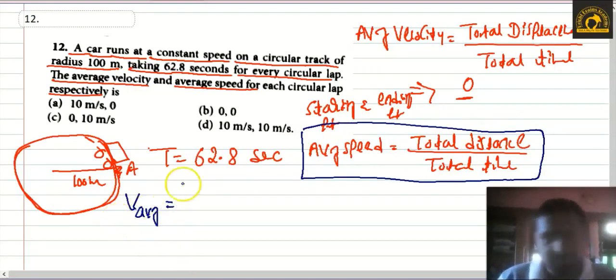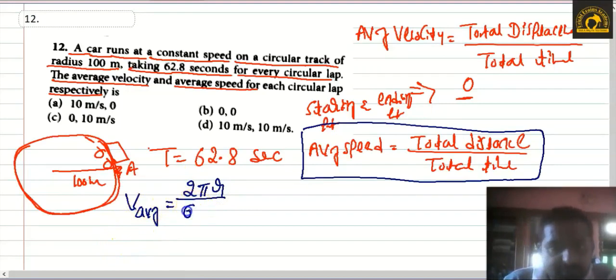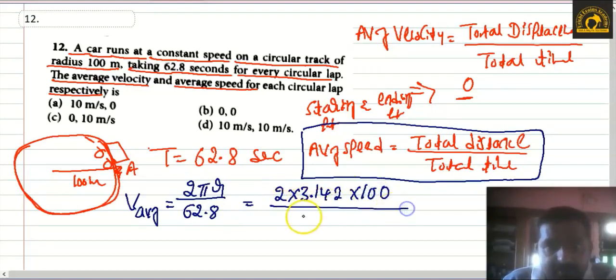So what is the total distance? The total distance is 2 pi r. Total distance divided by total time is 62.8. That is equal to 2 into 3.142 into radius, which is 100 divided by 62.8.